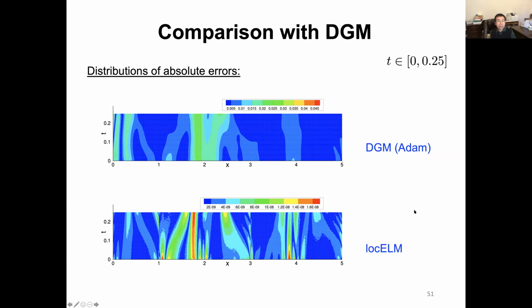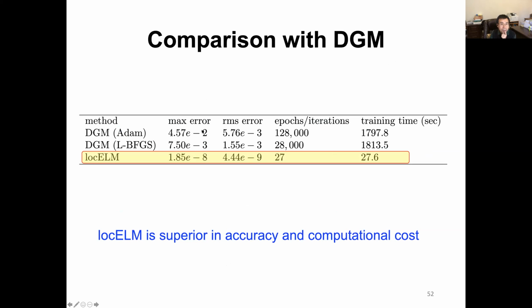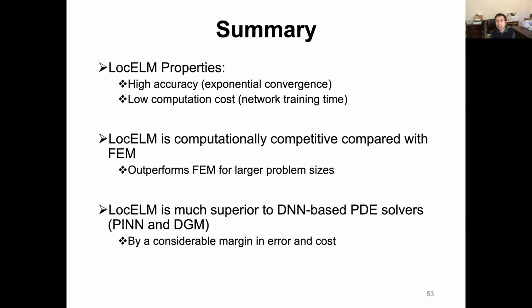That's a comparison between the local ELM and the DGM, the error distribution. So notice that in this comparison, we use a very small temporal domain, up to 0.25. With a larger one, it becomes very hard in terms of the errors. The error level is really quite different, and that's the maximum error, training time, etc. Their error level and computation time are really quite different. I think that's basically what I have here.